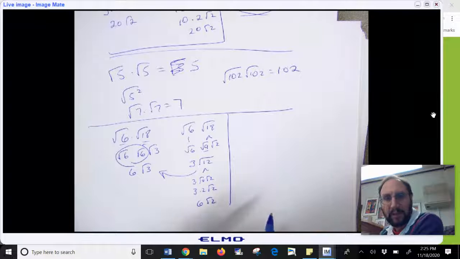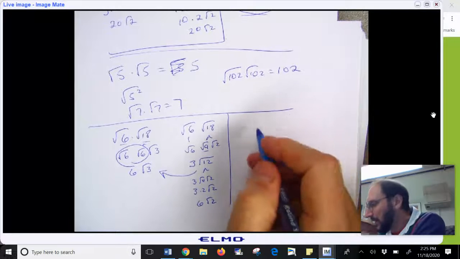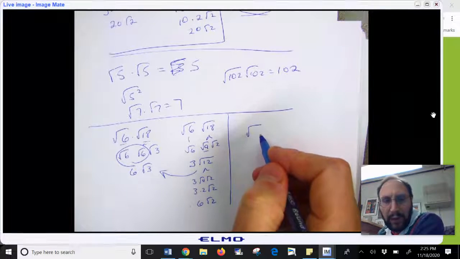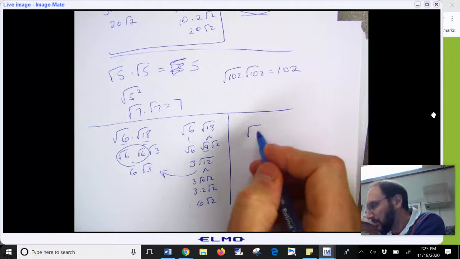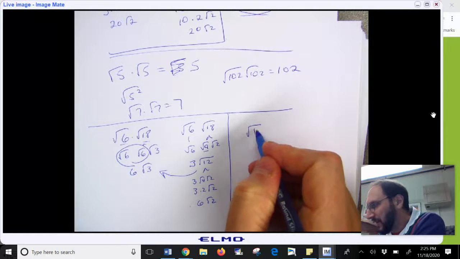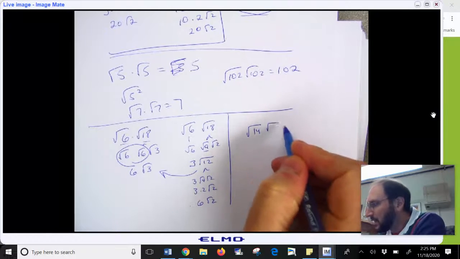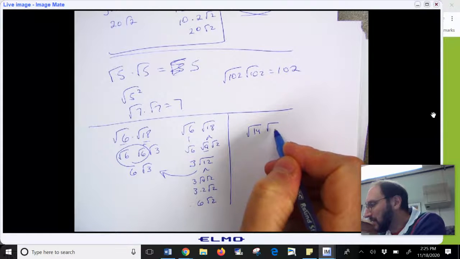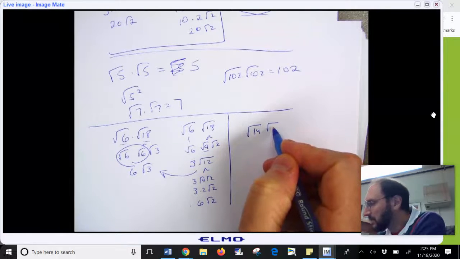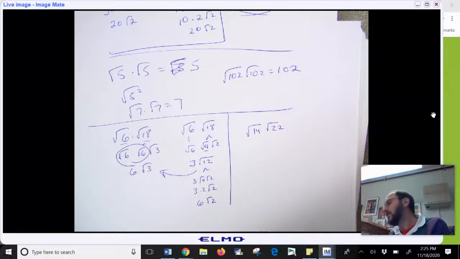So let's try a problem like that, where you might want to pull out a common number, all right? So for instance, if I have square root of 14 times the square root of something else, maybe something else that doesn't have, okay, there we go. Pause for a second and see if you can see what comes out of that.